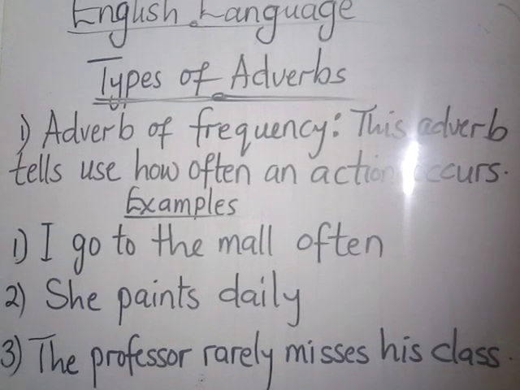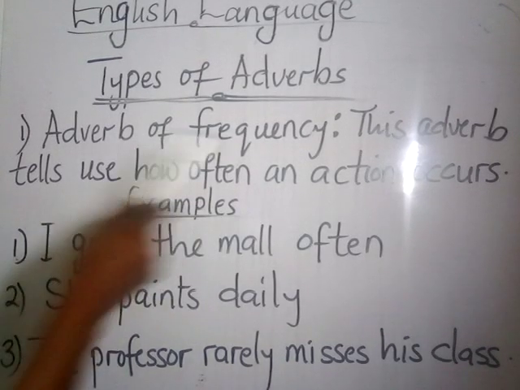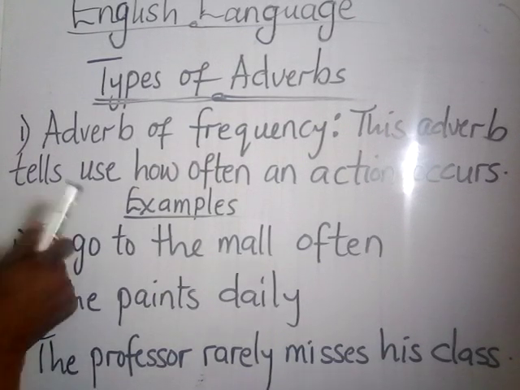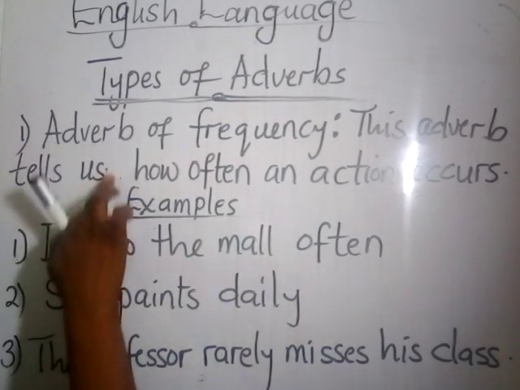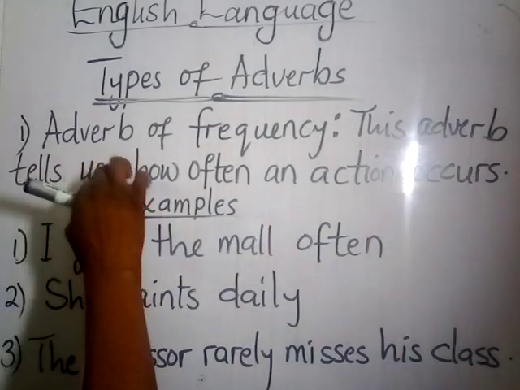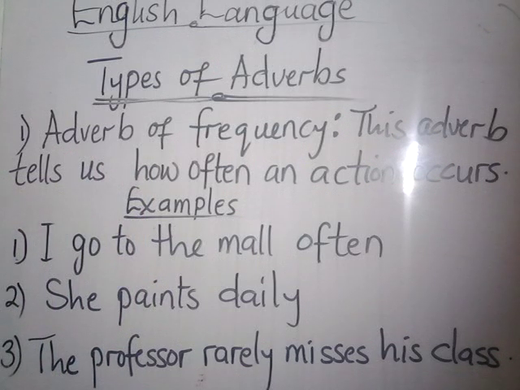Next is adverb of frequency. Adverb of frequency tells us how often an action occurs. How often? Is it every time? Is it every day? Is it weekly? How often an action occurs is indicated by adverb of frequency.